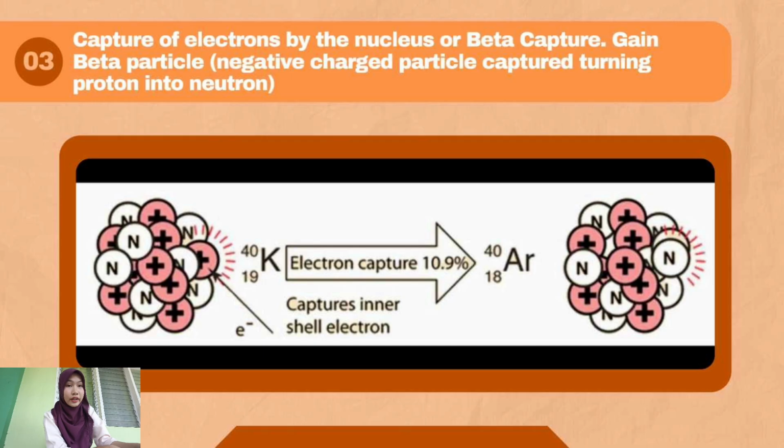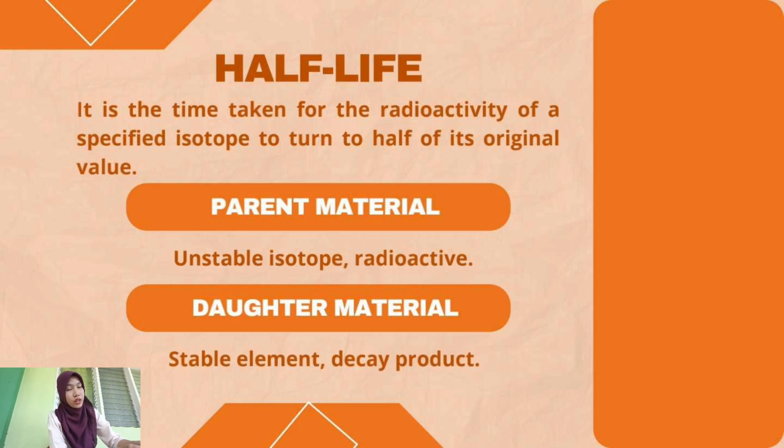In terms of potassium-40, it decays into argon-40. As you can see in this picture, nag-lower yung number of protons sa argon-40. So let us proceed to another method used by radiometric dating, which is the half-life. So half-life, it is the time taken for the radioactivity of a specified isotope to return to half of its original value. So we have the parent material or parent isotope, unstable isotope, radioactive, and the daughter material, which is the stable element or decay product.